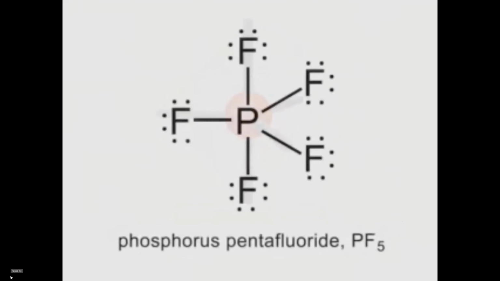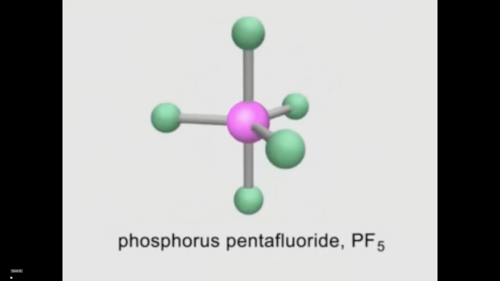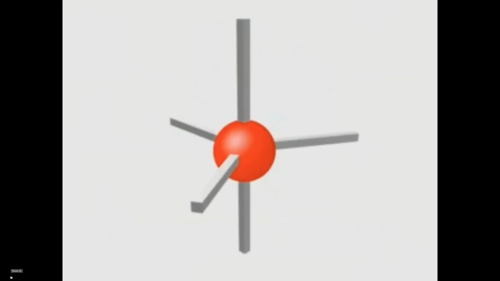When phosphorus reacts with excess fluorine, the trigonal bipyramidal molecule phosphorus pentafluoride forms. Once again, when lone pairs are present, different shapes result.